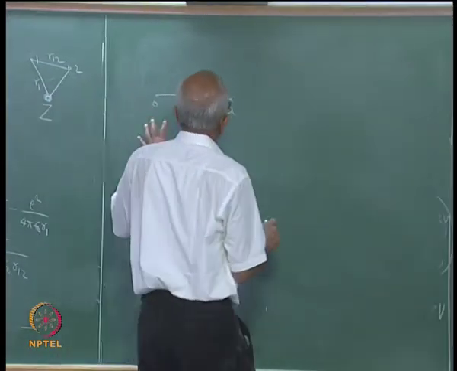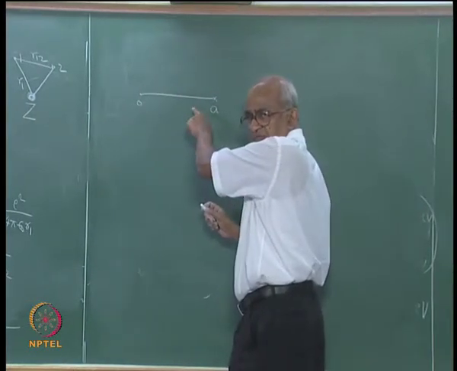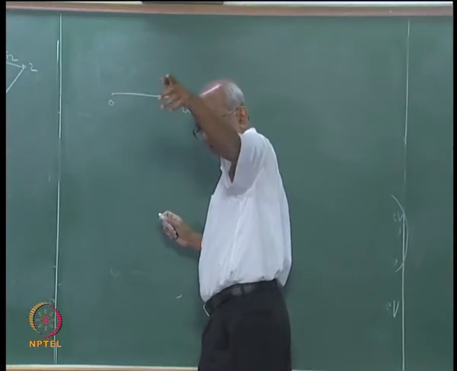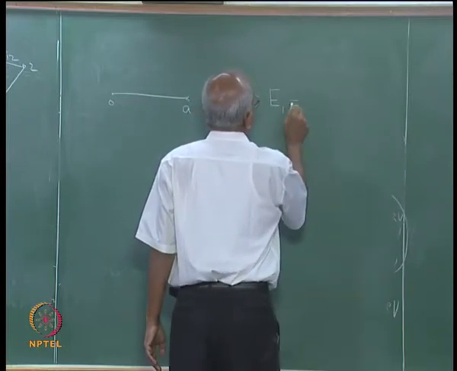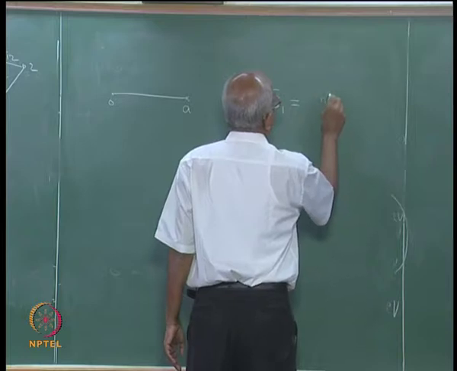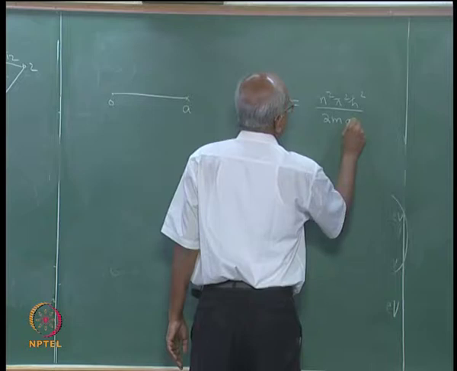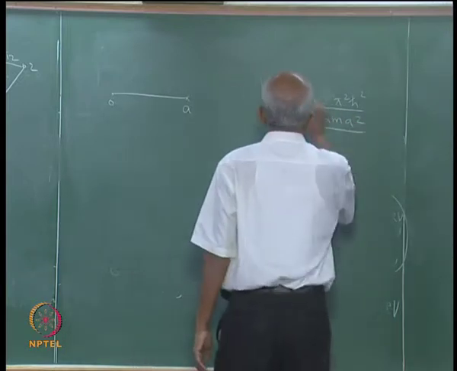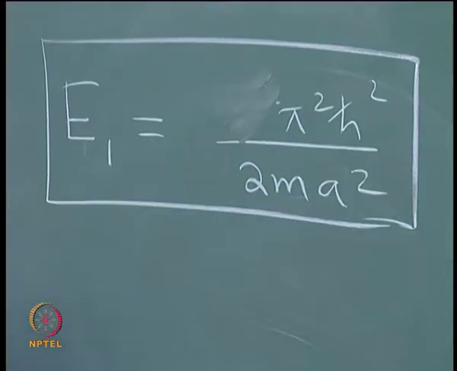I want to use an approximate wave function to calculate the energy of the ground state. But the information that we already have means that the ground state energy is actually E1 equal to n square pi square h cross square by 2 m a square with n equal to 1. So, this is the actual ground state energy of the system. If we solve the Schrodinger equation exactly, this is what is going to happen, correct.